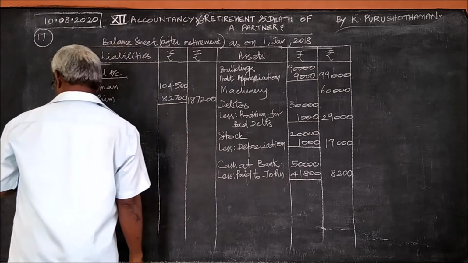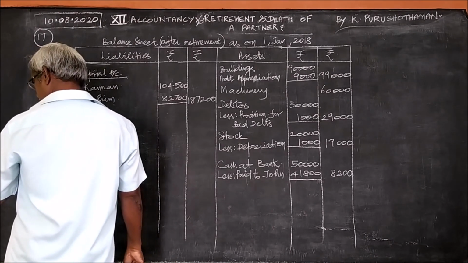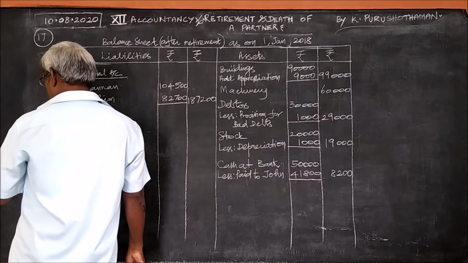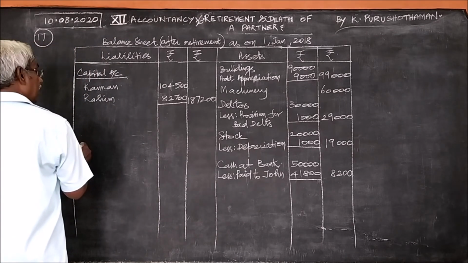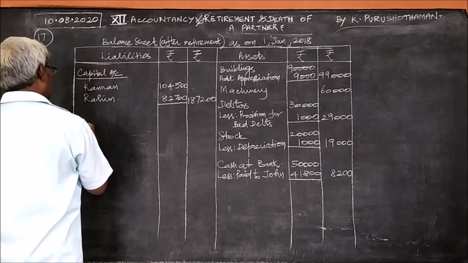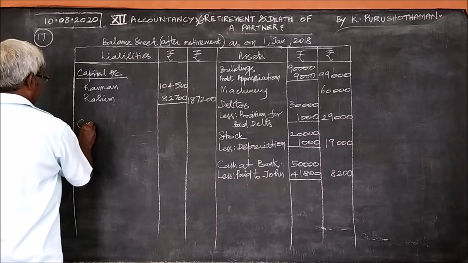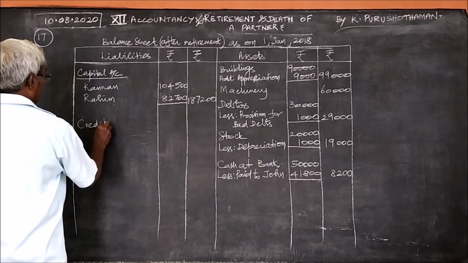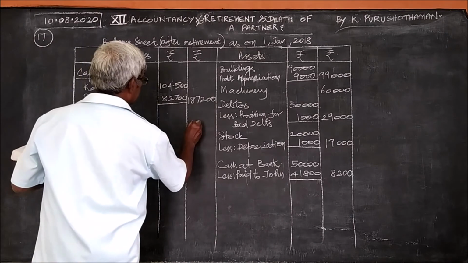Then the last item is creditors, because the workmen's compensation fund has been included in the capital account itself. Therefore, creditors. Creditors amount is 20,000.